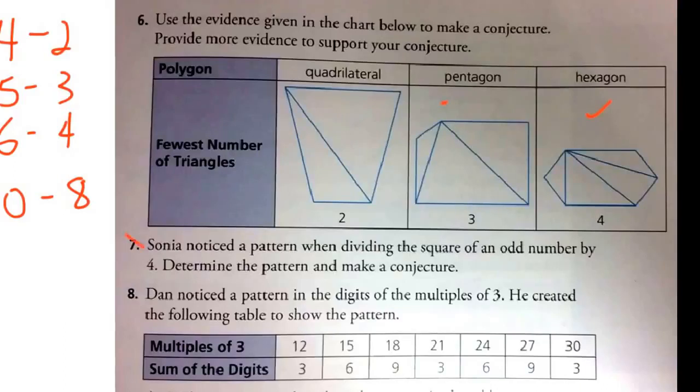Let's skip 7. Let's look at number 8. It says we see a pattern in the multiples of 3. So if we do a list of all the multiples of 3, his conjecture is they'll always add up to 3, 6, or 9.